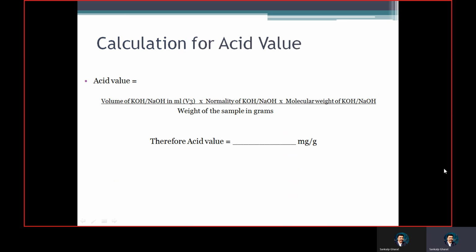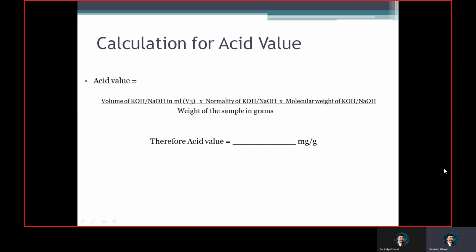Then comes calculation of acid value. We have used either KOH or NaOH, so the volume of KOH or NaOH is the V3 volume. Once you get the V3 volume from the experimentation part, this value can be taken into the formula on your screen, multiplied by the normality of KOH or NaOH, that was 0.1 normal, multiplied by the molecular weight of the KOH or NaOH, divided by the weight of the sample in grams. Over here we have taken stearic acid 0.5 grams. After substituting these values, you will get the acid value.